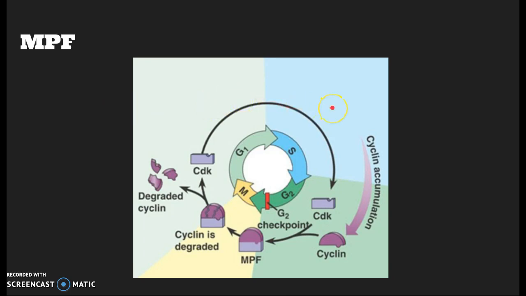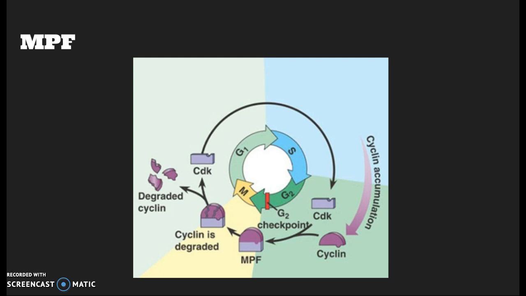Cyclin is made towards the end of the S phase and continues through the G2 phase, and since cyclin is protected from degradation, it accumulates like this. And the cyclin then combines with the CDK, producing MPF, so you see right here, it makes MPF. And when there is enough MPF, the cell passes through the G2 checkpoint and begins mitosis, which is this yellow M arrow. MPF also helps mitosis by phosphorylating various proteins, which means that it adds phosphates to certain proteins.